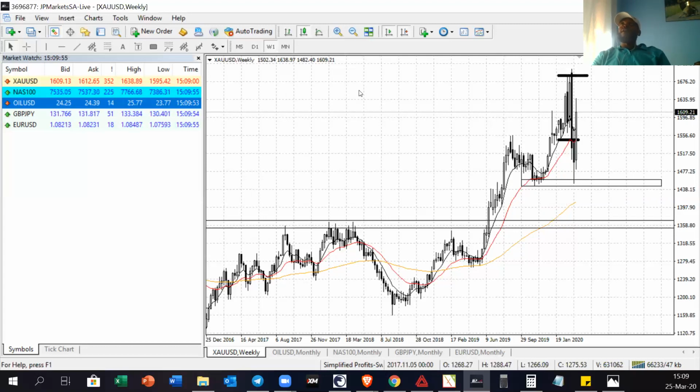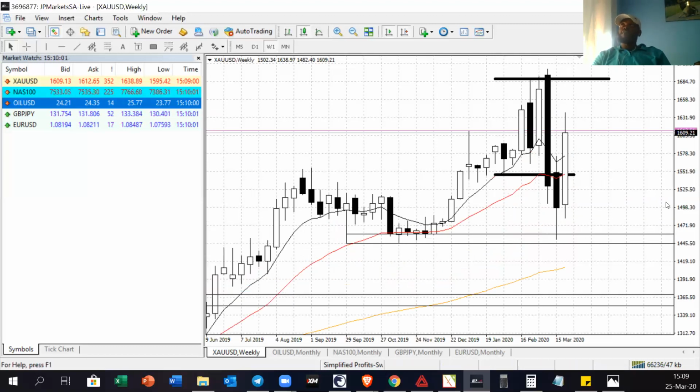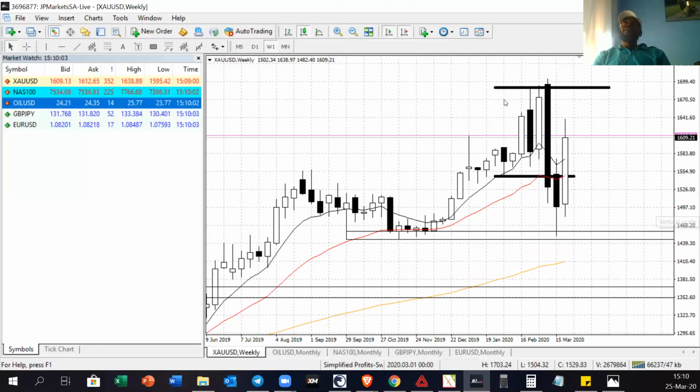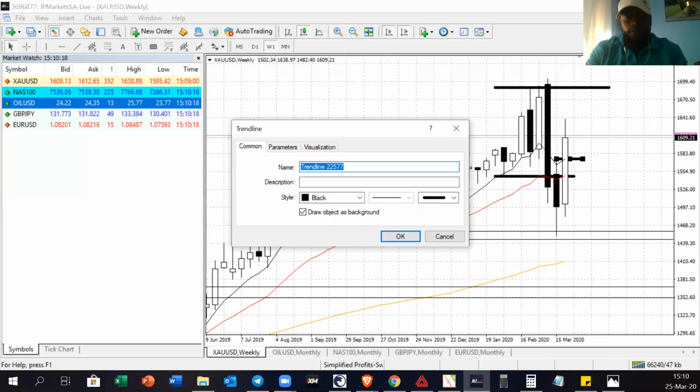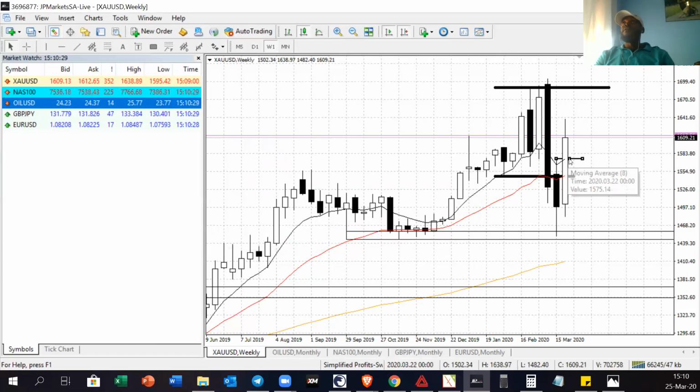Sweet. Now, next step, I've got my direction. Price is above all three of these moving averages. Great. Next step, identify my extremes. So I'm going to identify last week's low and last week's high. So this is the previous week's high, and we're going to make it a little bit thinner. And this over here was last week's low.